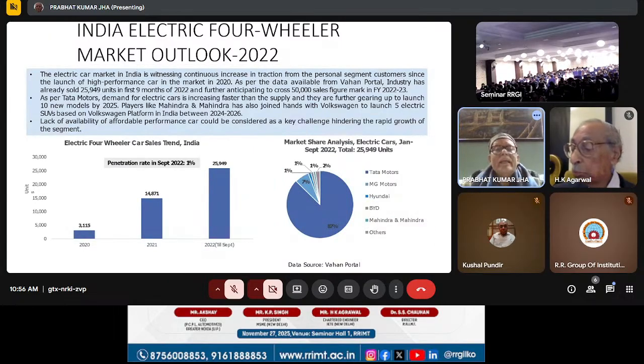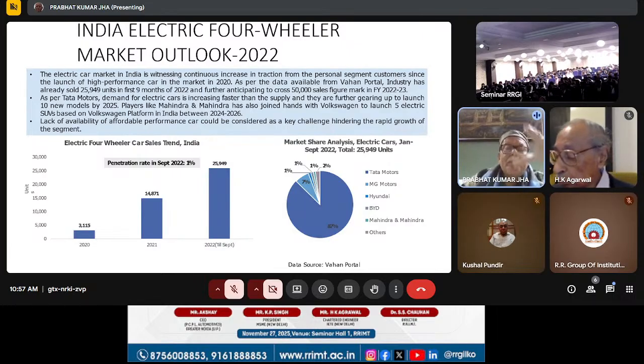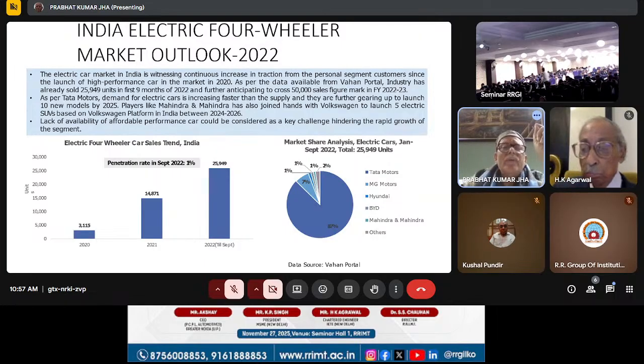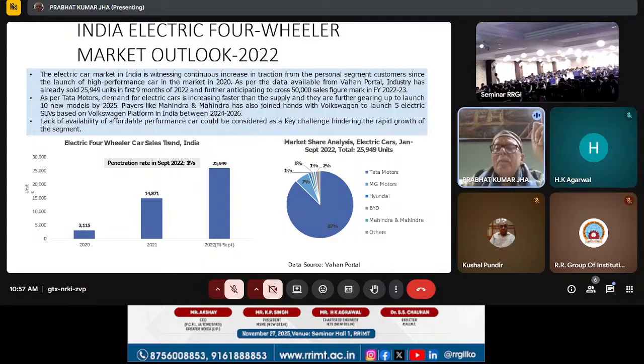So now the Indian electric four-wheeler market up to 2022. The electric car market in India is witnessing a continuous increase in traction from personal segment customers since the launch of high performance cars in the market in 2020. As per the data available from the Vahan portal, you can go to the Vahan portal and find these data. Industry has already sold 25,949 units in the first 9 months of 2022, and is anticipating to cross the 50,000 sales figure.